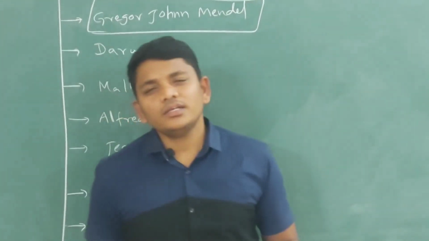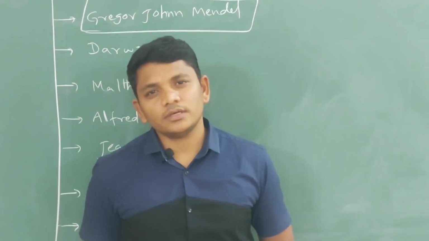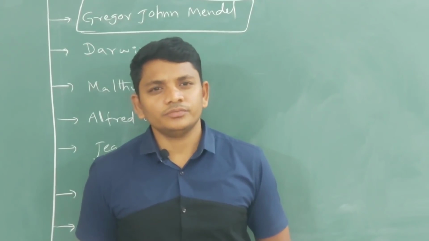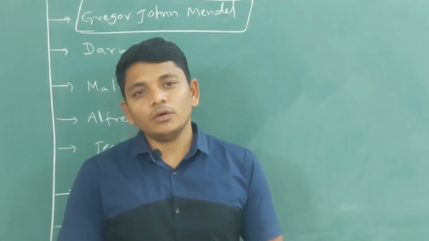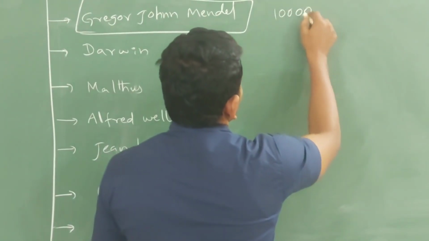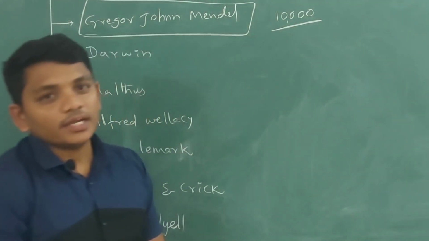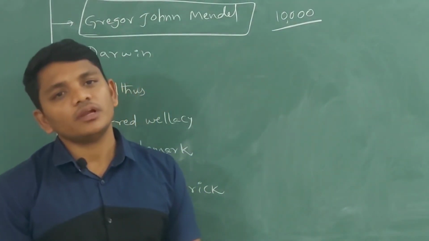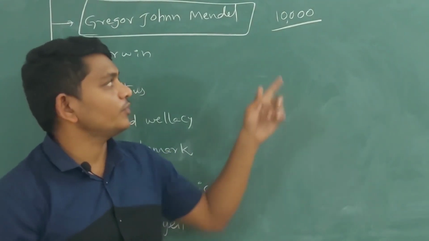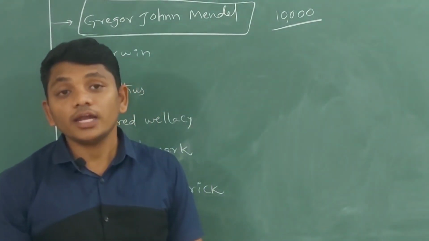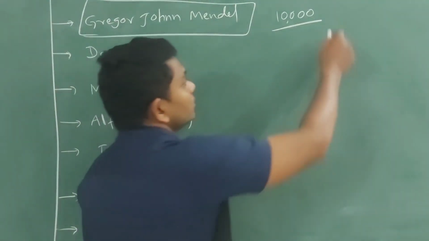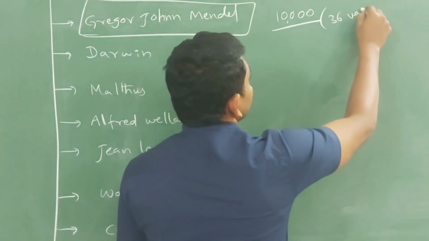He did a number of experiments to know about variations and evolution, and he observed more than 10,000 pea plants for his experiment. He chose the pea plant for his experiment. With the help of pea plants, he did all his experiments, and in his life he observed more than 10,000 pea plants for his experiments, and 36 varieties.